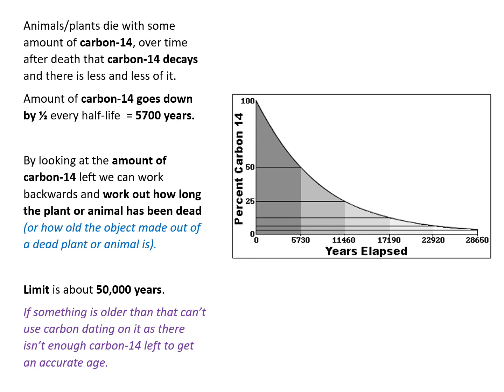If we measure the amount of carbon 14 that's left in something, we can work out how long ago it must have died. The limit of this carbon dating technique is about 50,000 years. If something's older than that, we can't use carbon dating on it as there isn't enough carbon 14 left to get an accurate age. It also depends on assumptions about how much carbon 14 was in the atmosphere when a given animal or plant died.